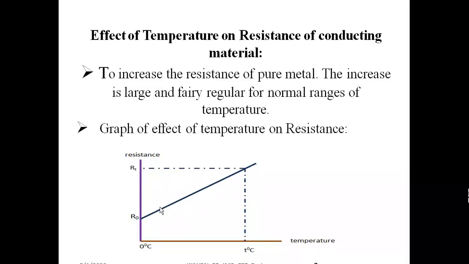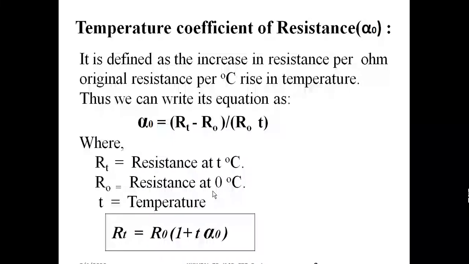The slope of this line will give us a constant, and that constant is termed as the temperature coefficient of resistance, which is the crucial factor in solving the numerical on effect of temperature on resistance. So, we will see that factor in detail.